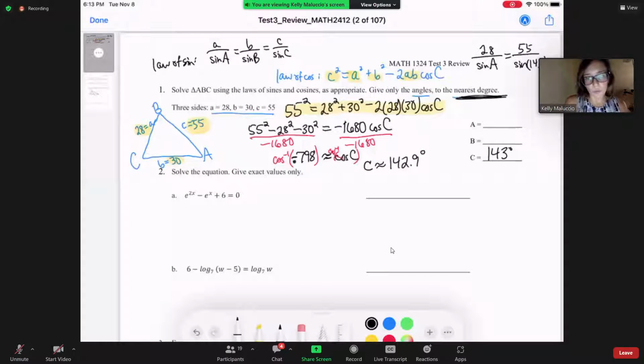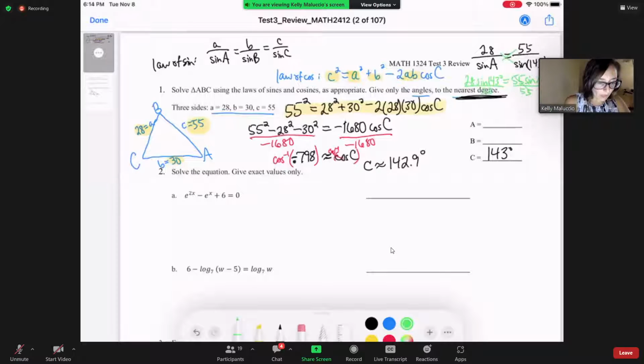But if you use 143, it doesn't matter, right? And so then we cross multiply here and we get 28 sine of 143 degrees is going to equal 55 sine of A. And so then we just divide both sides. I'm sorry, I'm writing over this, by 55.